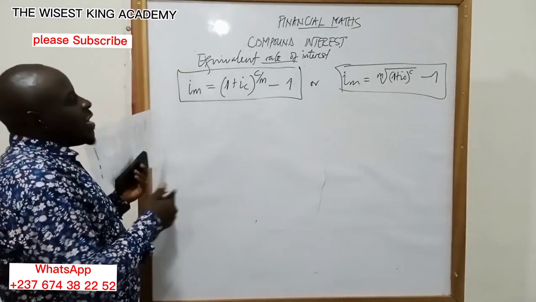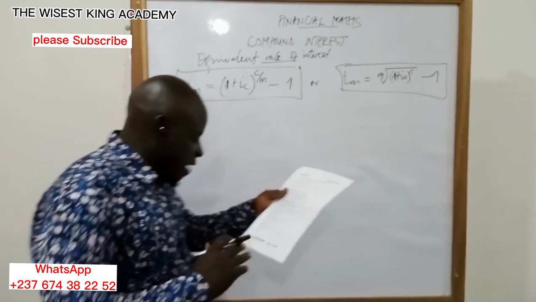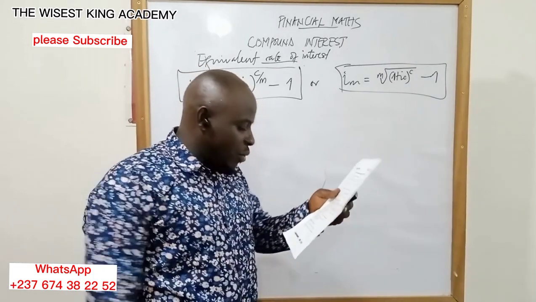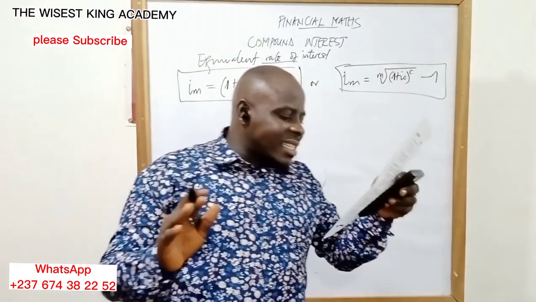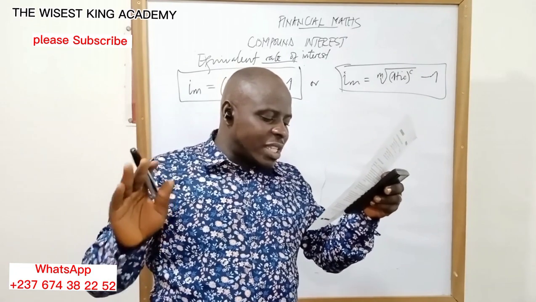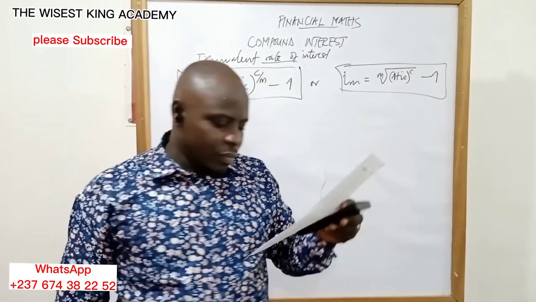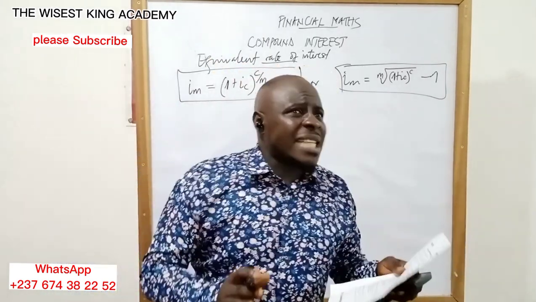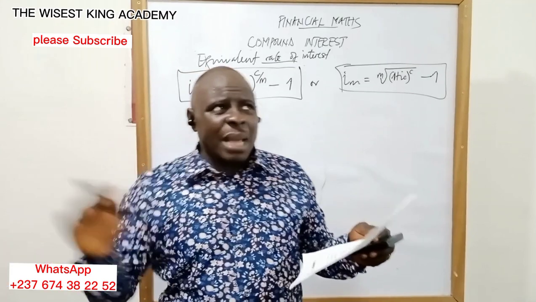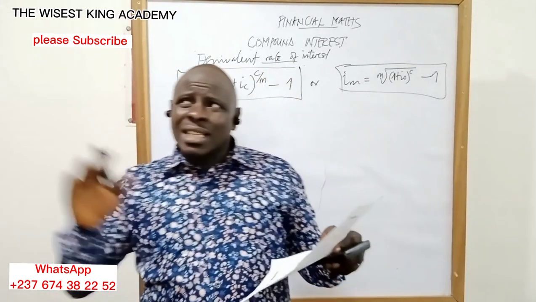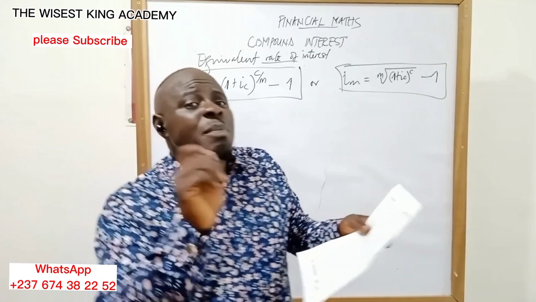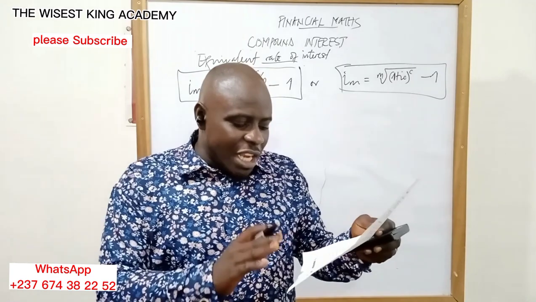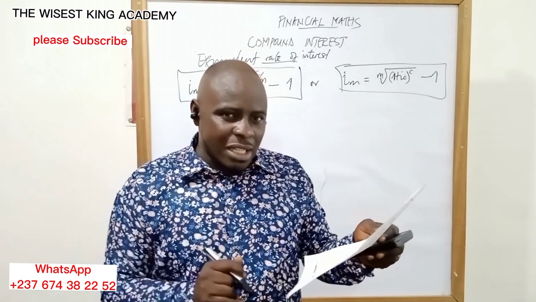Let me take the examples directly. We have example 9 and example 10, and I may form another example. Example 9: calculate the quarterly rate equivalent to a semi-annual rate of 3%. They do not say 3% compounded semi-annually. If it was 3% compounded semi-annually, it means that 3% is the annual rate, so we would need to calculate the semester proportional rate. But they have already given the semi-annual rate in this case.